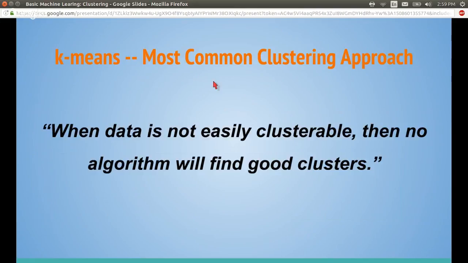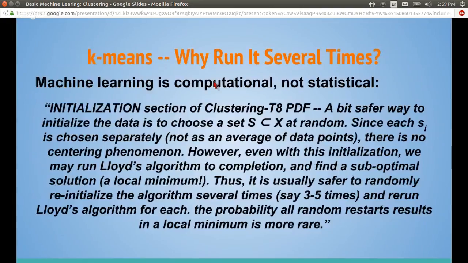Now, some of the examples we'll get to will visualize the data for us, and you'll see that for different types of data, different clustering algorithms work better.